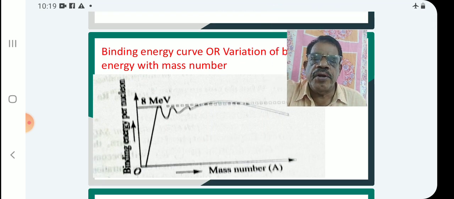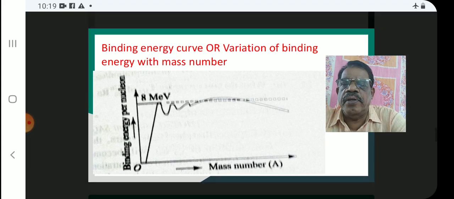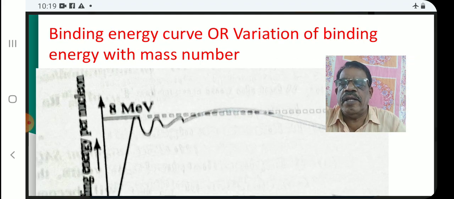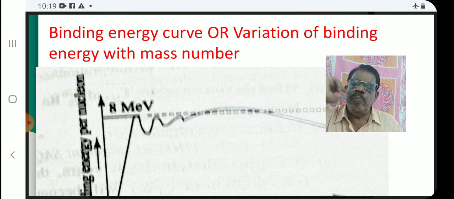Now we have another topic which is called a binding energy curve. Binding energy curve, or variation of binding energy with the mass number. Variation of binding energy of a nucleus with the mass number.